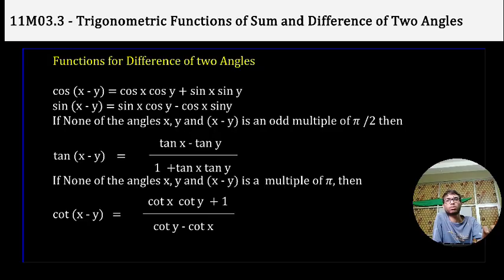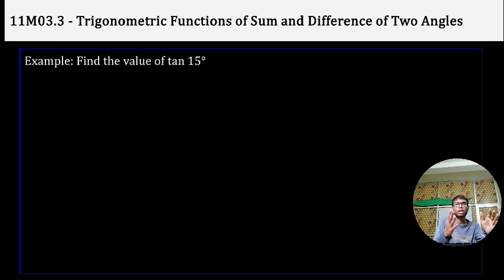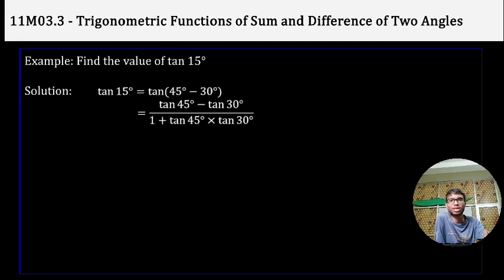It's the same for cot. Now find the value of tan 15. So suppose here what will we do? 60 minus 45 is giving 15. So here we are subtracting. In that case, we will use, do you know which identity? Yes, you know.